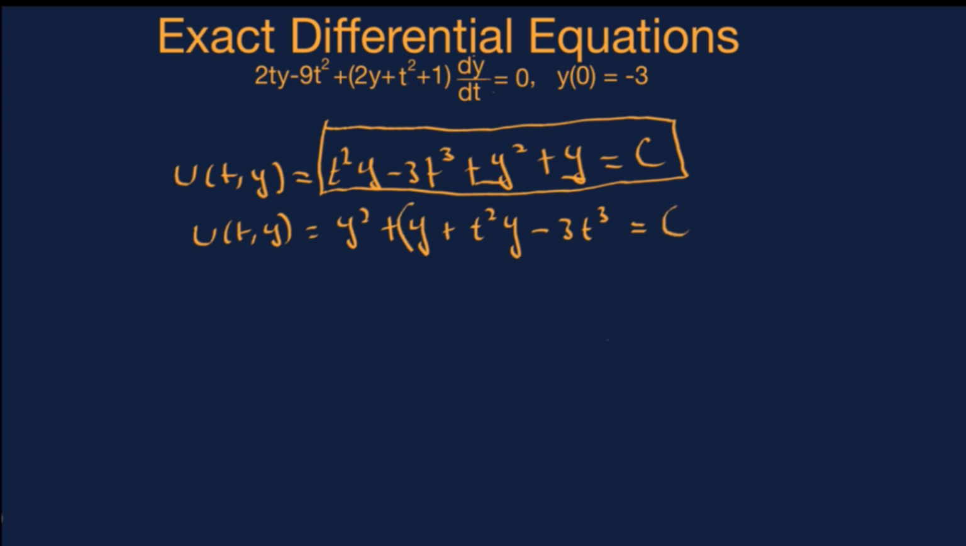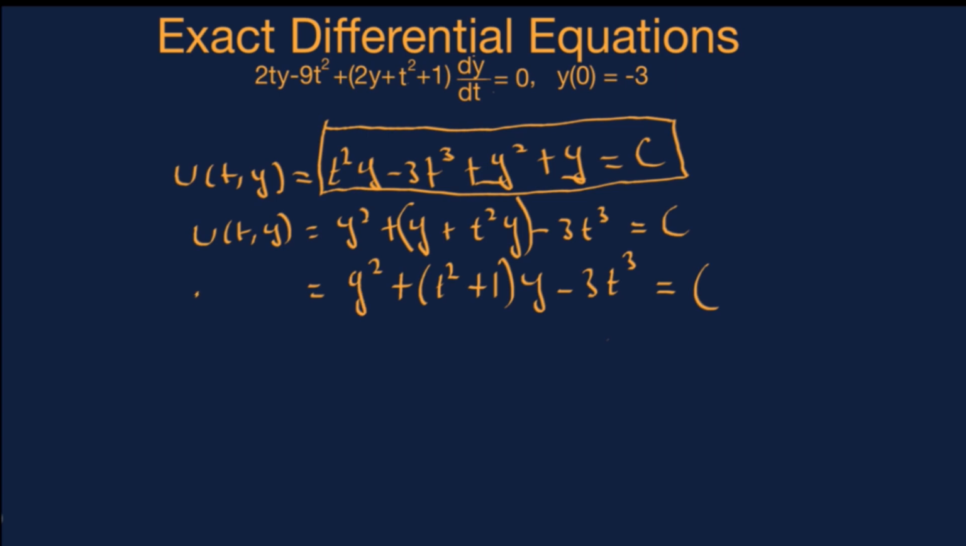And we can factor out y from here, and we can say that it's equal to y squared plus t squared plus 1 times y minus 3t cubed is equal to c. And the reason why we rearranged it this way is because if we have it in the quadratic form in terms of y, then it will be easy for us to solve for the explicit solution later.